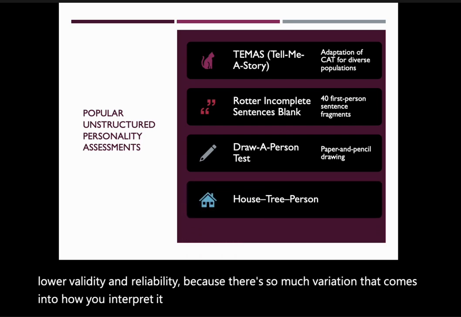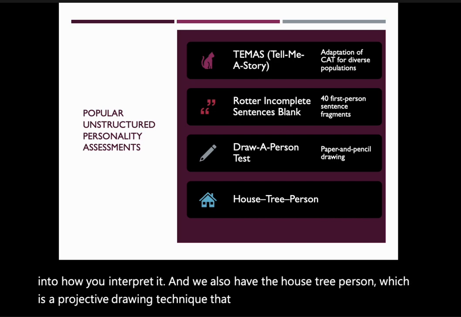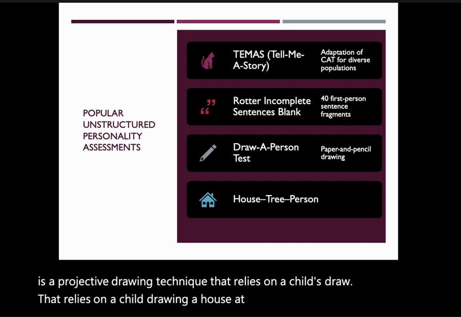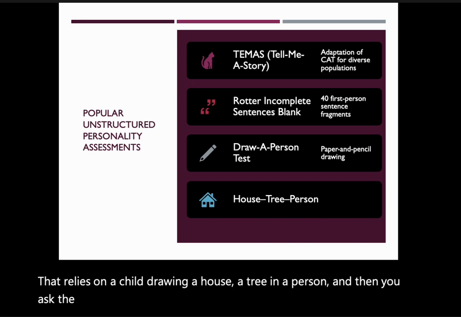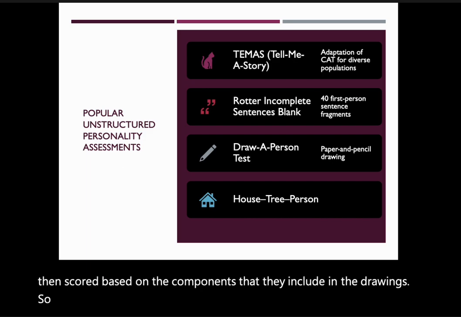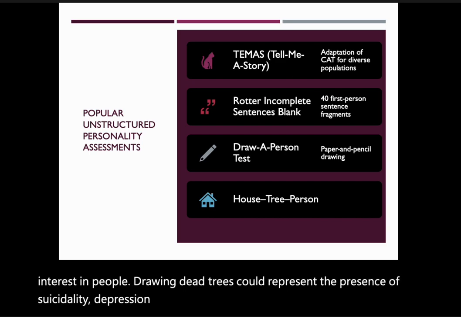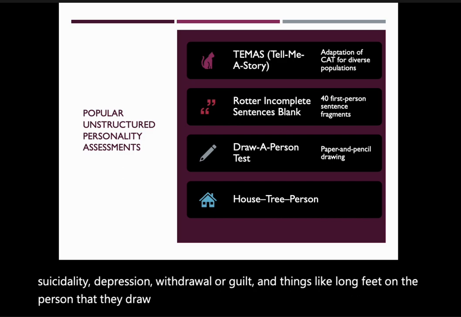And we also have the House Tree Person, which is a projective drawing technique that relies on a child drawing a house, a tree, and a person, and then you ask the child to describe the features of each of the drawings. The client is then scored based on the components that they include in the drawings. So small windows on the house could mean a lack of interest in people. Drawing dead trees could represent the presence of suicidality, depression, withdrawal, or guilt. And things like long feet on the person that they draw could indicate a need for security.